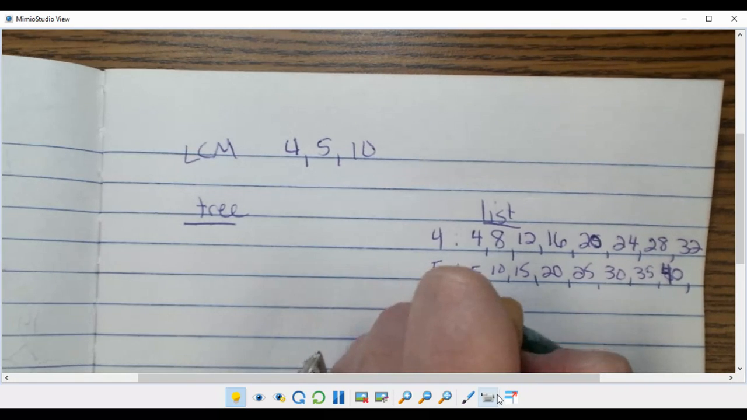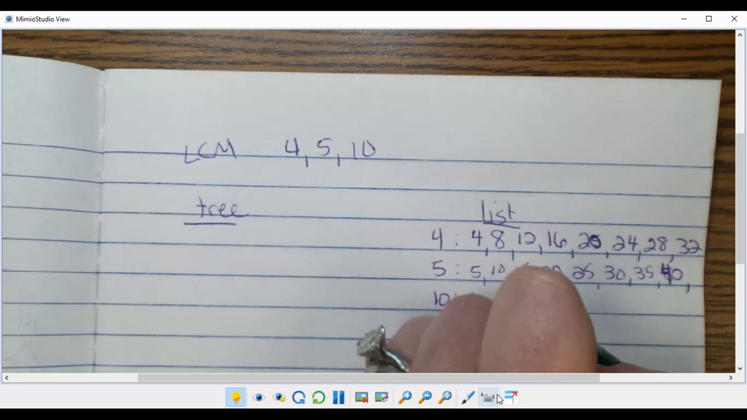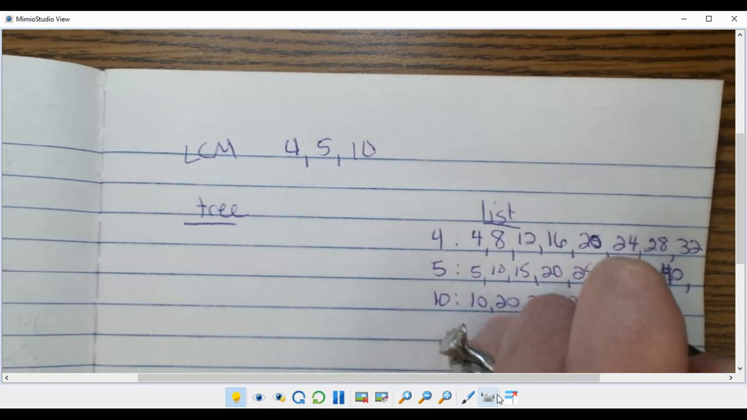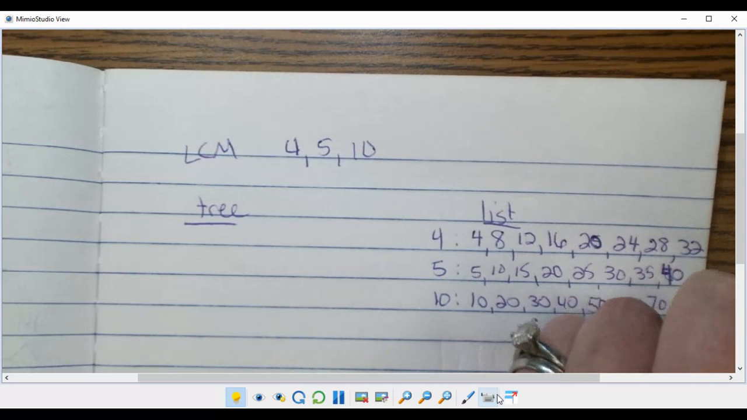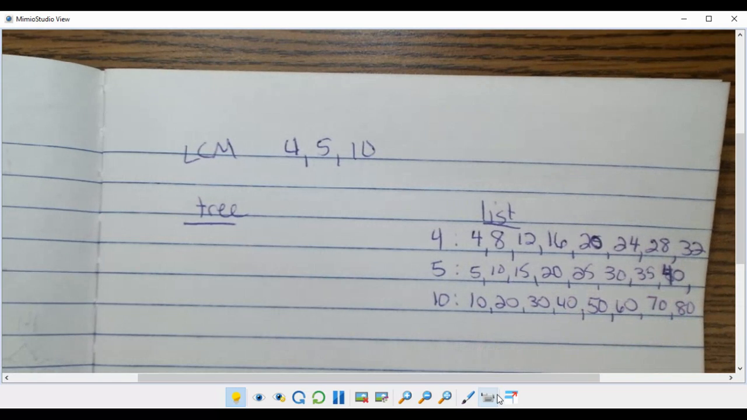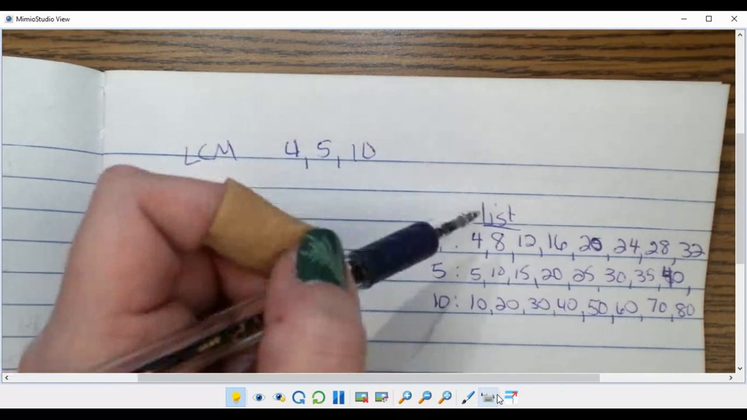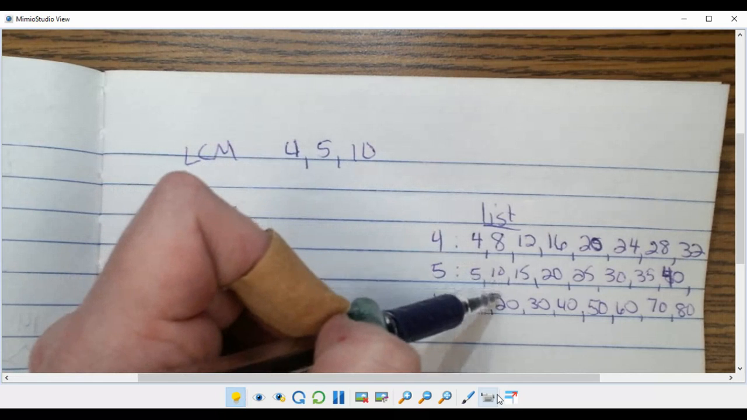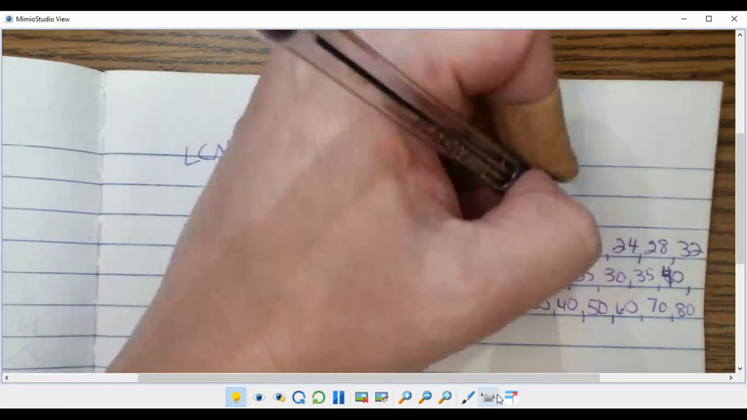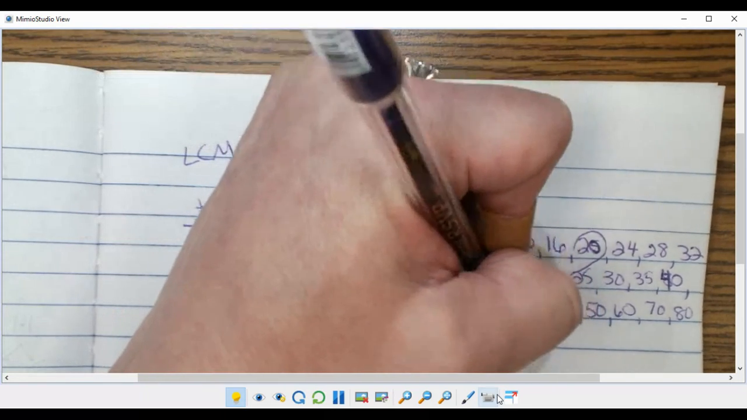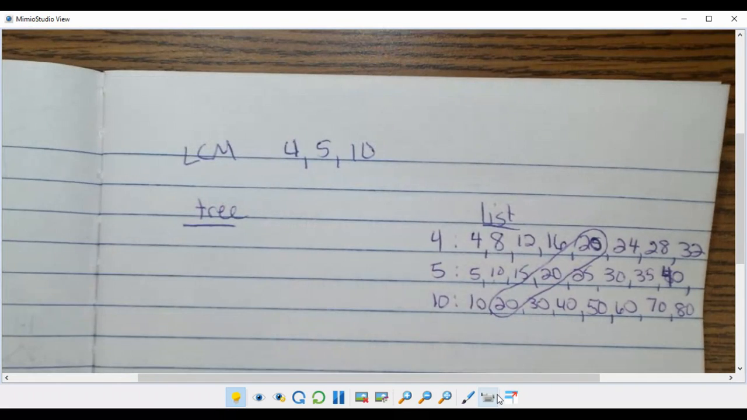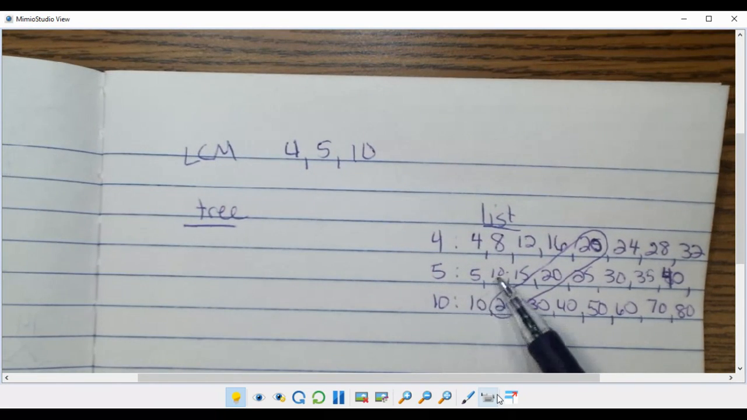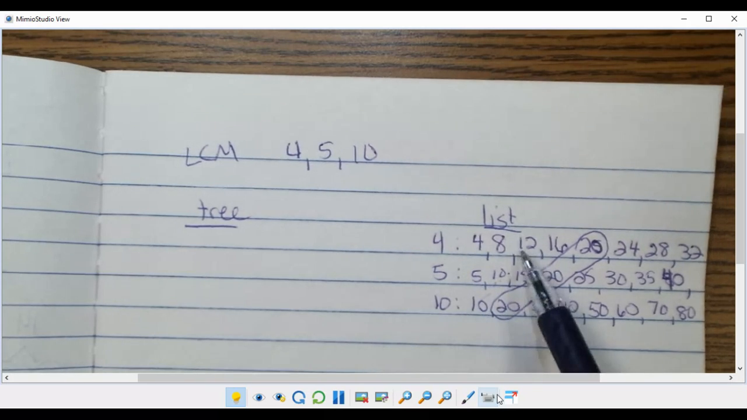All right, count by 10s. Times 1, 2, 3, 4, 5, 6, 7, 8. And I could add more if I needed to. So I'm looking for the smallest number that happens on all 3 lists. Let's see. There's a 10 and a 10. There's a 20 and a 20 and a 20. That's it. That's the smallest number that happens on all 3 lists. The 10 and the 10 didn't do it because we didn't have a 10 on the other number.